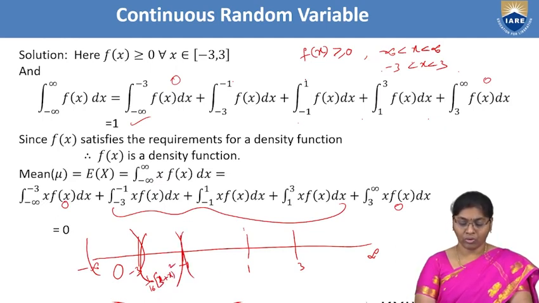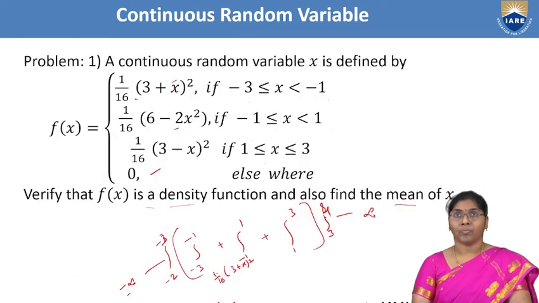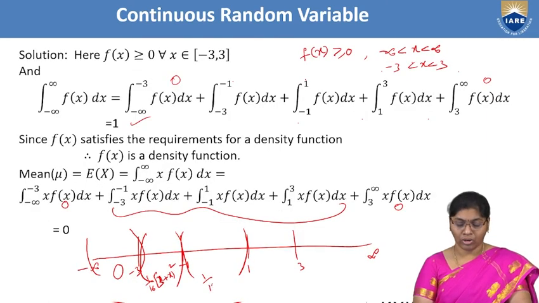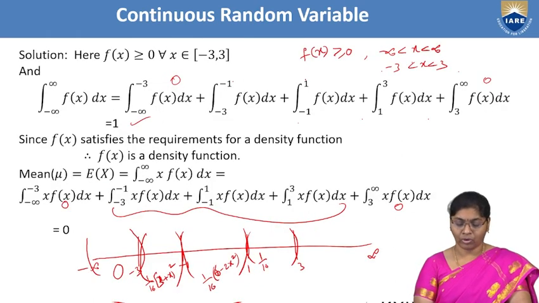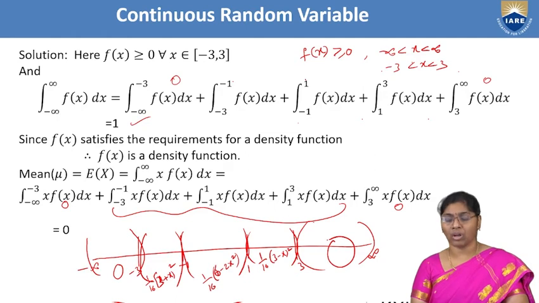Next, minus 1 to 1, that is 1 by 16 into 6 minus 2x square. Next, the last arrangement is 1 to 3. 1 to 3 is 1 by 16 into 3 minus x whole square. The remaining all are zeros. That means 3 to infinity, any part is 0. That's why I am considering it as 0.